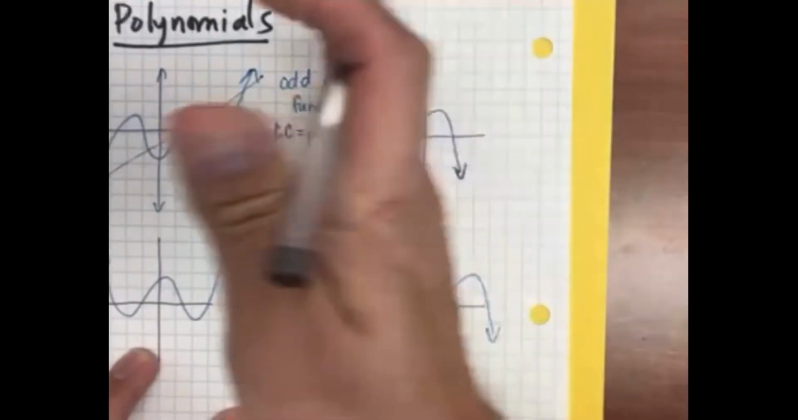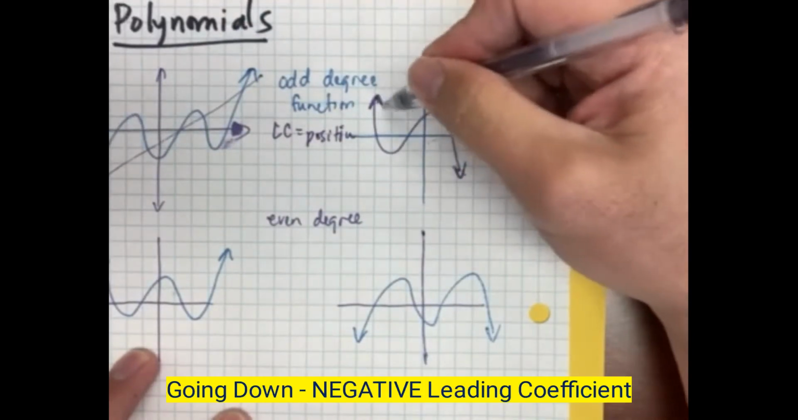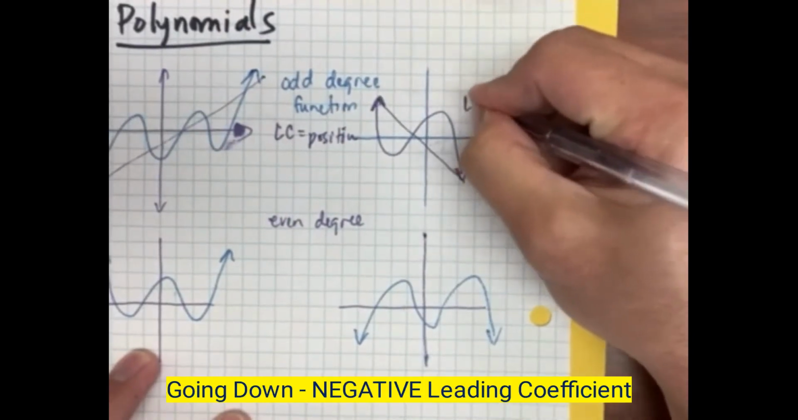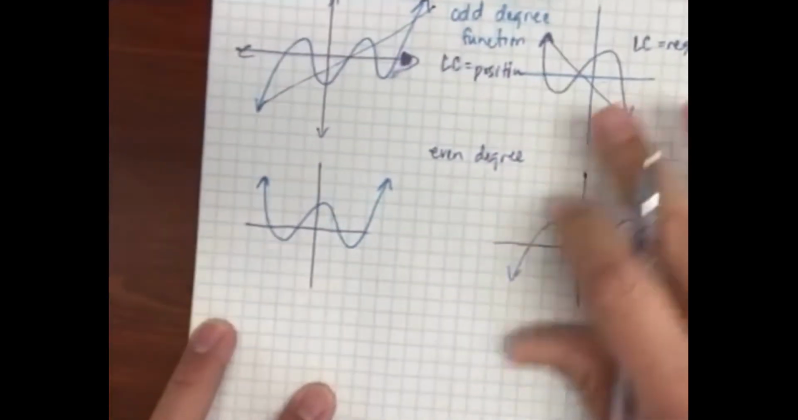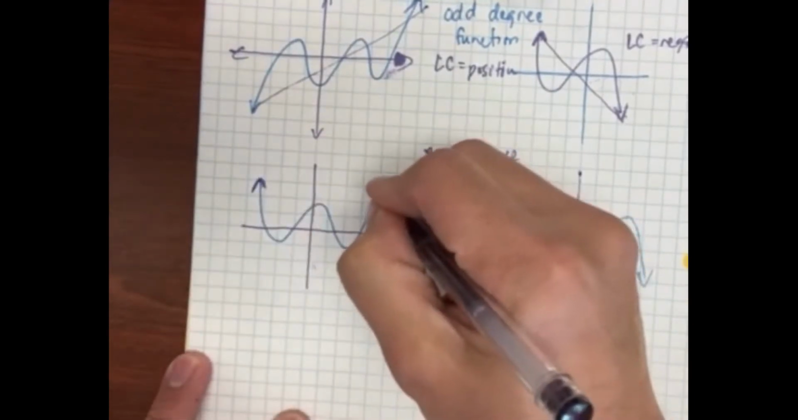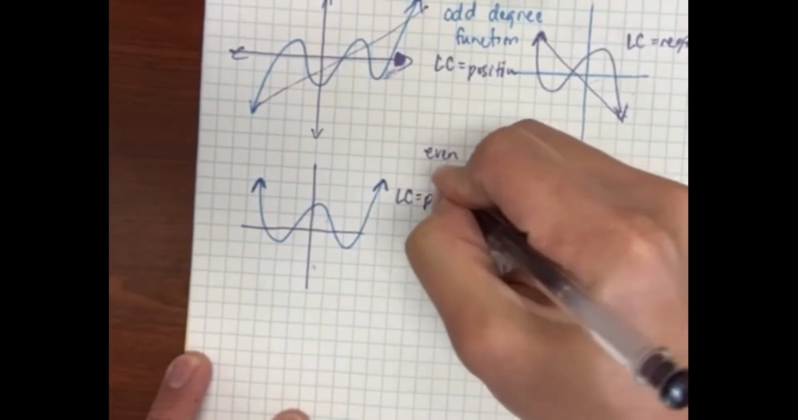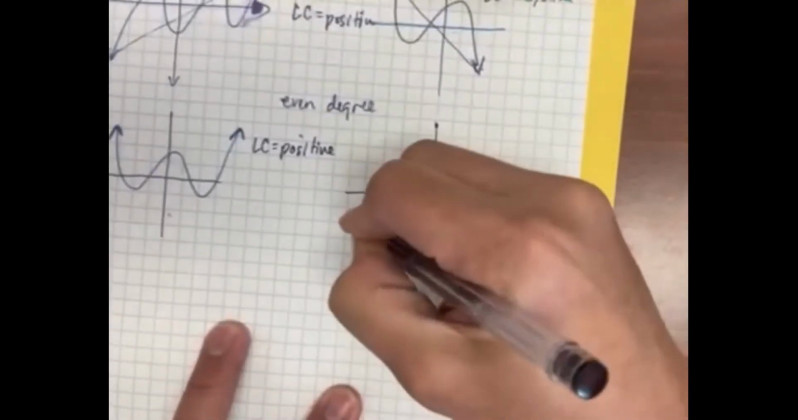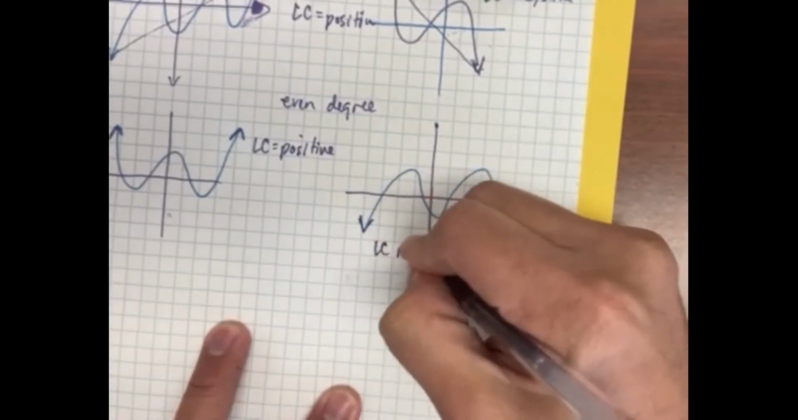Unlike here, again, you read from left to right. It started very high and it's going to end low. This is going down, so the leading coefficient here is negative. For the even degree, it's pretty obvious that both arrowheads are pointing up, so the leading coefficient here is positive. Here, both arrowheads are pointing down, so the leading coefficient here is negative.